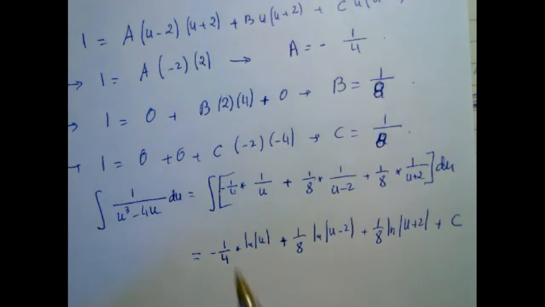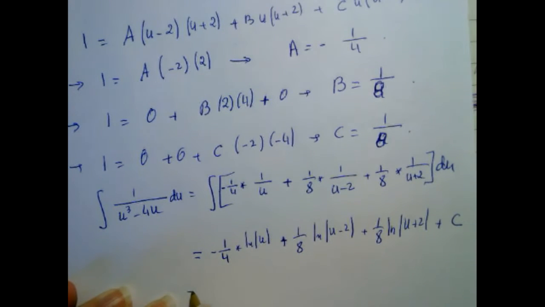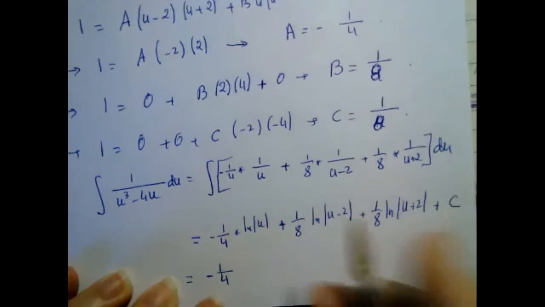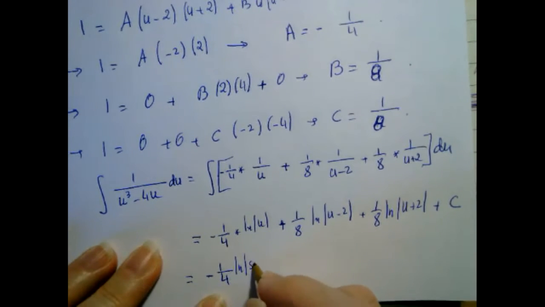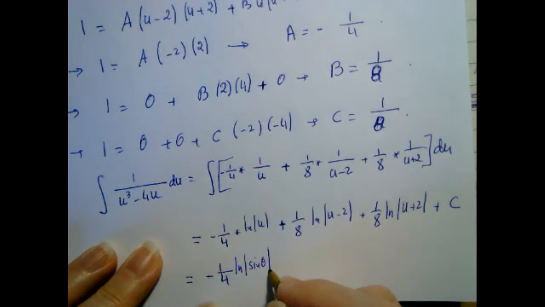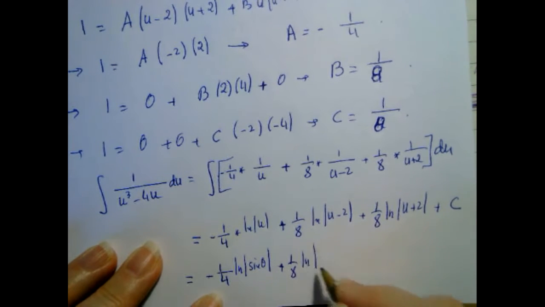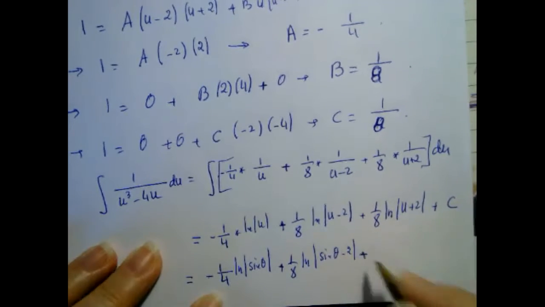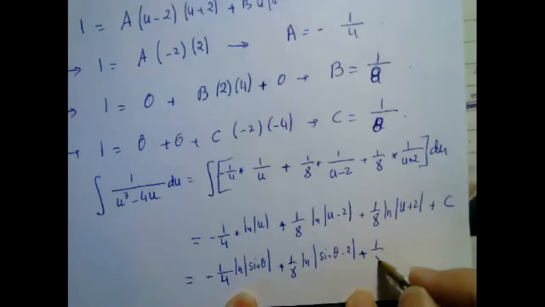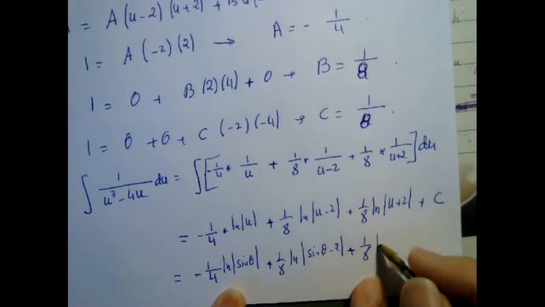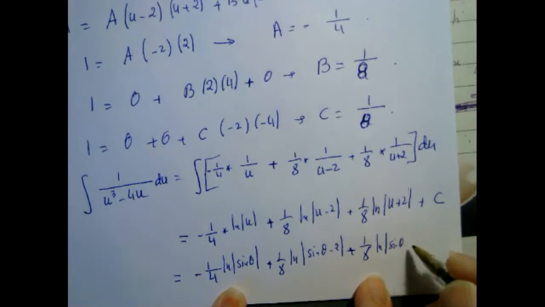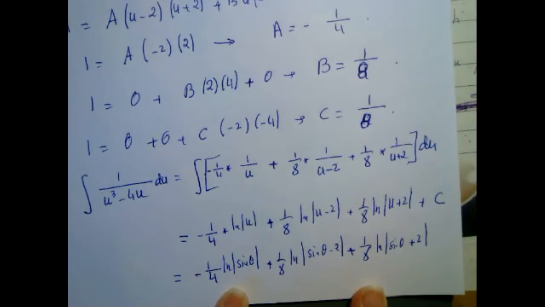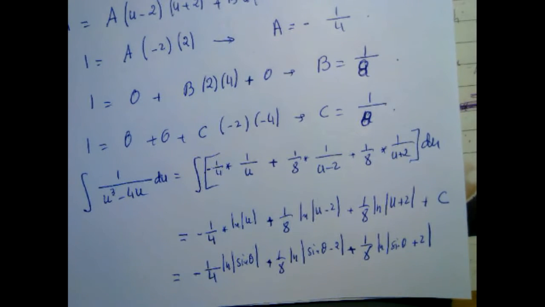Finally, I go back to my original variable, which is the sine, and I substitute in front of the sine. So I will have ln of sine theta plus 1 over 8 ln of sine theta minus 2, plus finally 1 over 8 ln of sine theta plus 2. And that is the end of the problem. Okay.